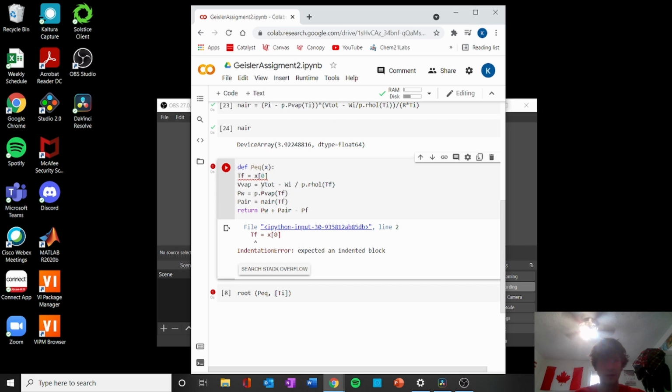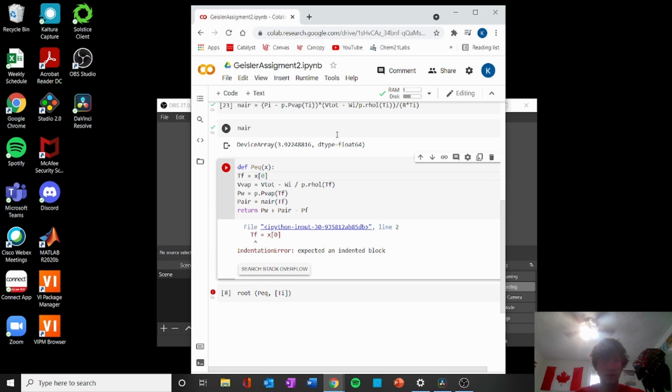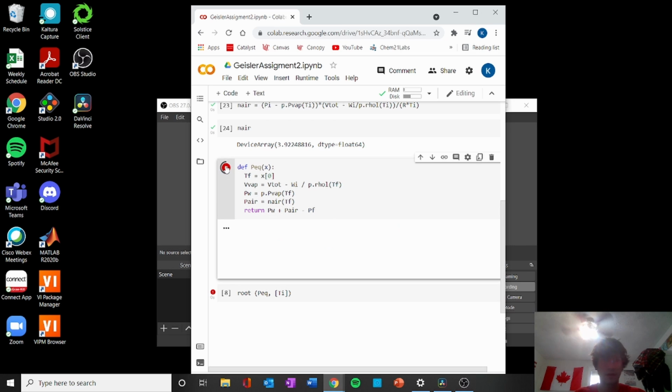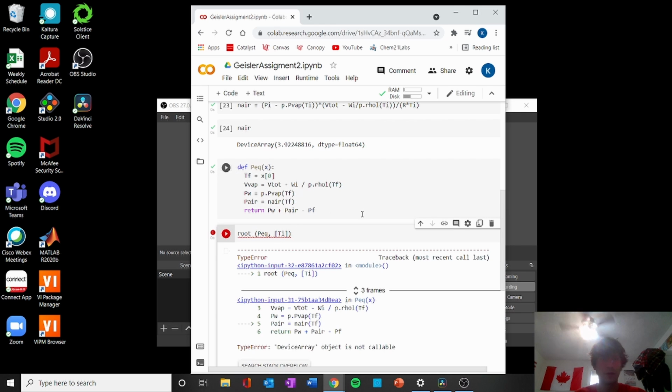Okay. Unexpected indented block. So this should not be indented. I don't believe it is. Expected an indented block. So it should be indented. All these should be. Let's try this. Okay, it's good. And so let's find our roots.